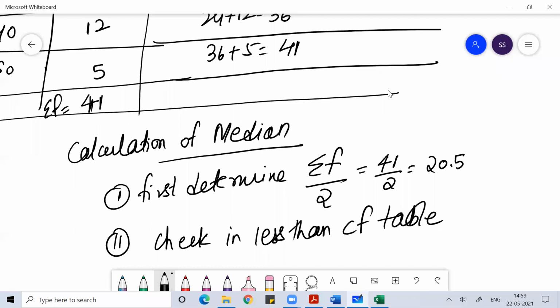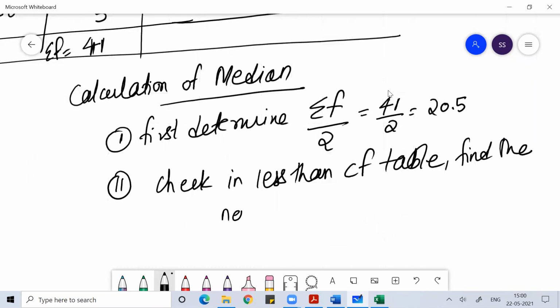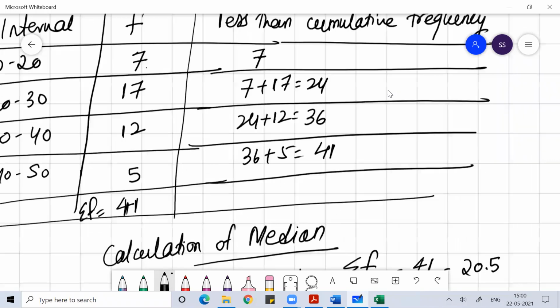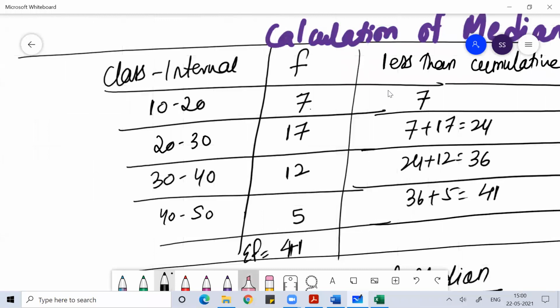Once you find the sum of f by 2, then you check in the less than cumulative frequency table. Find the next value which is higher than sum of f by 2. What you have to do is find the next value which is higher than 20.5 here. If you observe, the next value which is higher than 20.5 here is 24.